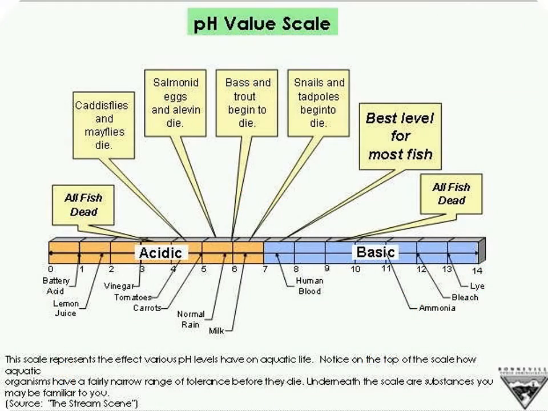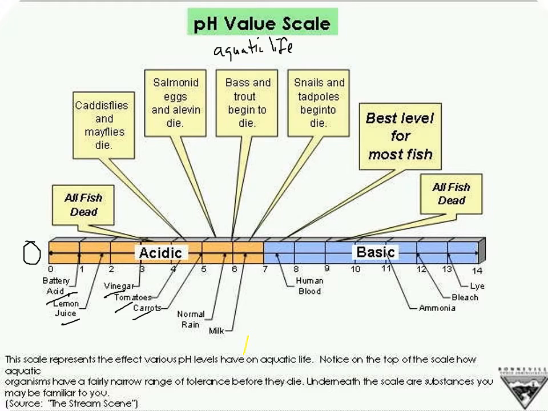Here is just one of probably thousands of scales that you can pull off of the internet that show you the pH scale and a few things about it. This one happens to be comparing pH values, and it is concerning aquatic life. Way down here, this is 0. So this is like battery acid, lemon juice, vinegar, tomatoes, which are very acidic.